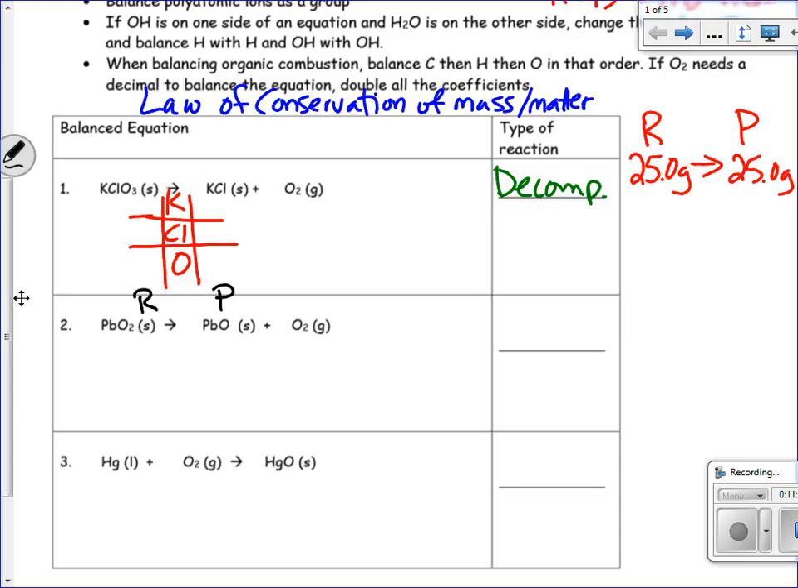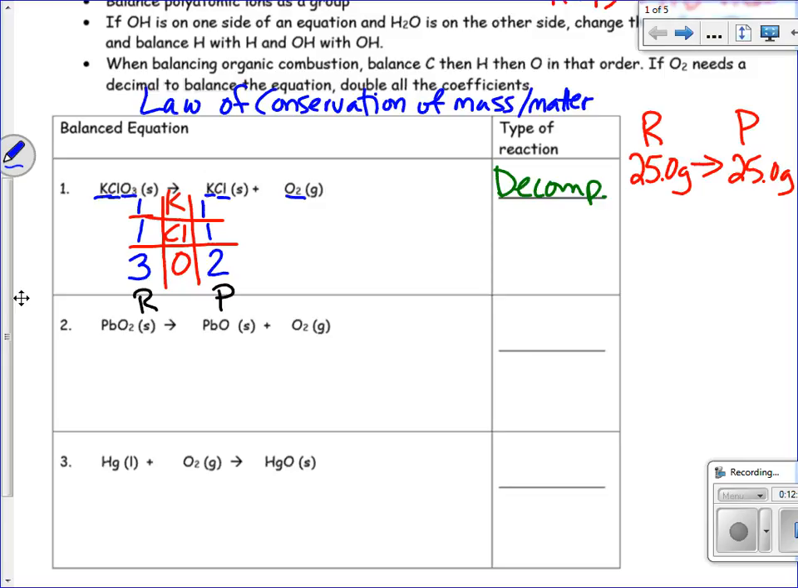Okay? So on this side, how many Ks do I have on the reactants? 1. How many chlorines? 1. And then how many oxygens? 3. That's correct. Over here on the product side, let's do our tallies. How many potassiums? 1. How many chlorines? 1. And how many O's? 2. Good.